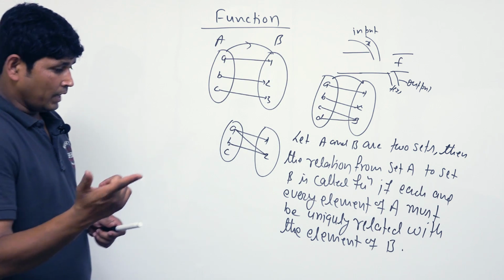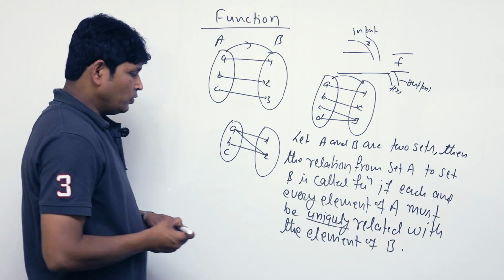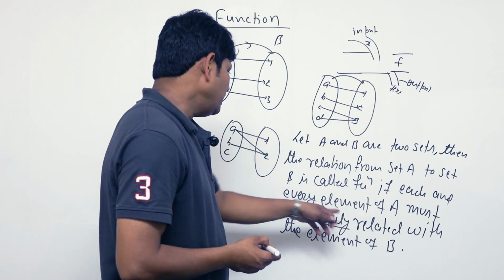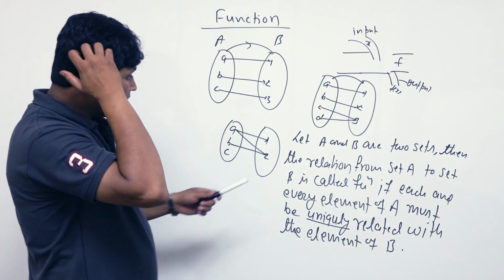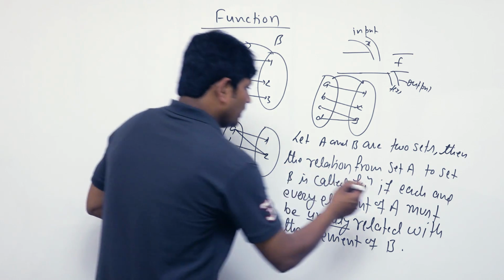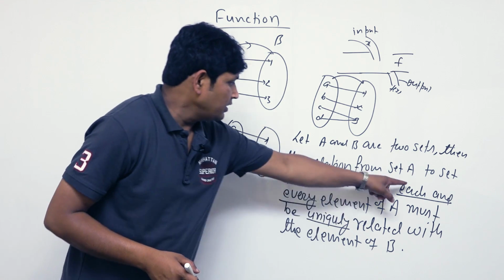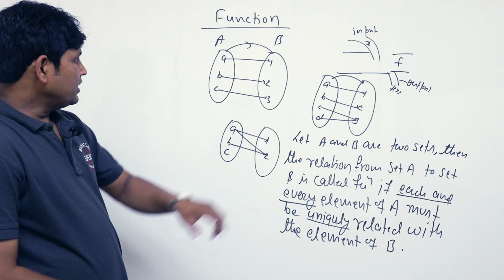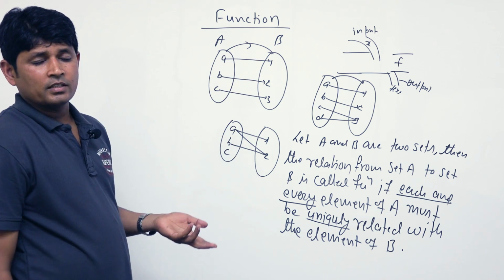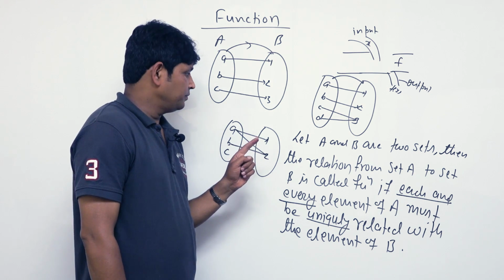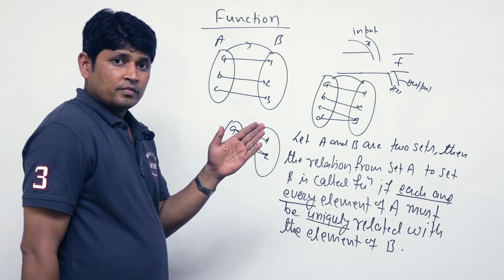Now here maybe you have confusion. How to understand uniquely related? Each and every element must be uniquely related with an element of B. What is the meaning of unique? You also have to be careful about this: each and every, and uniquely. These are the important things here. Function is also a relation. All functions are relations, but all relations are not functions. So that is a more refined form.